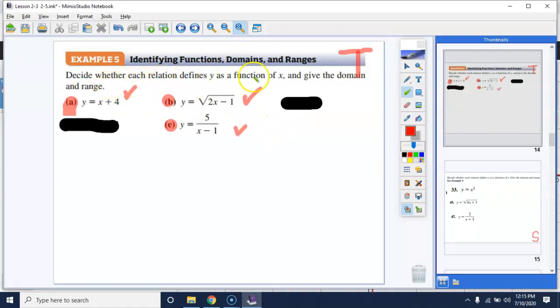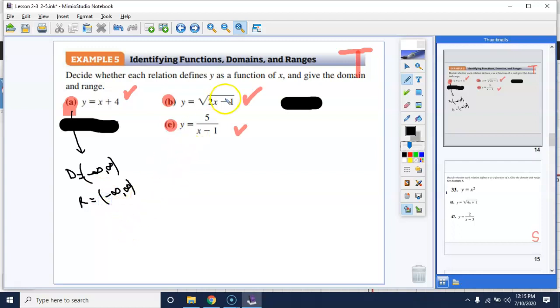Okay, domain and range. For A, based on the graph we can see clearly. Also you can go back to graphs and see domain and range easily, but for this one it should be all real numbers, negative infinity to positive infinity here.